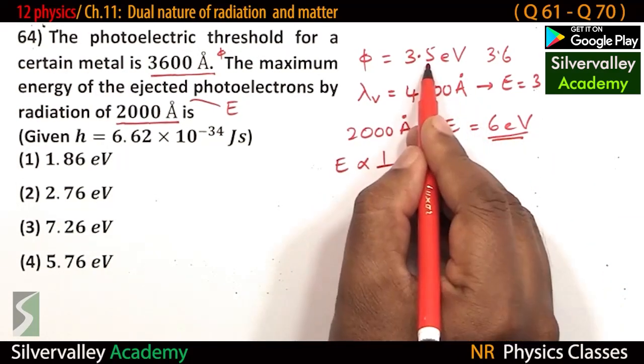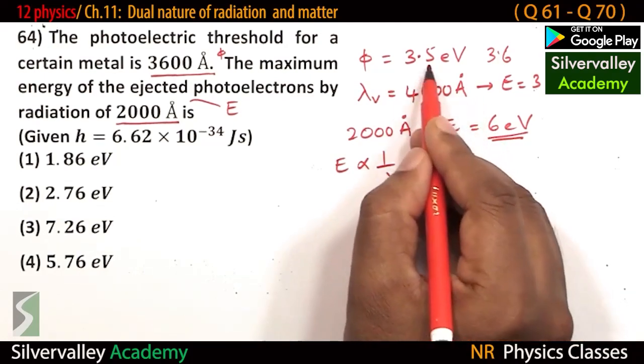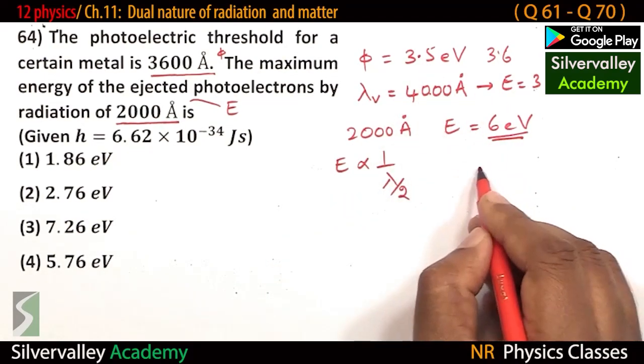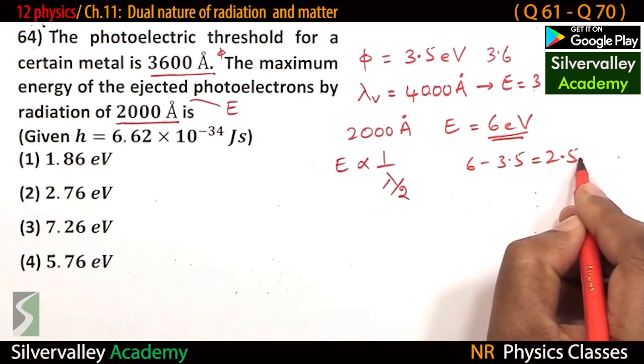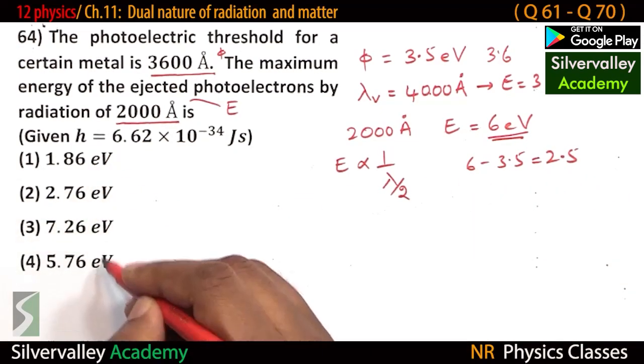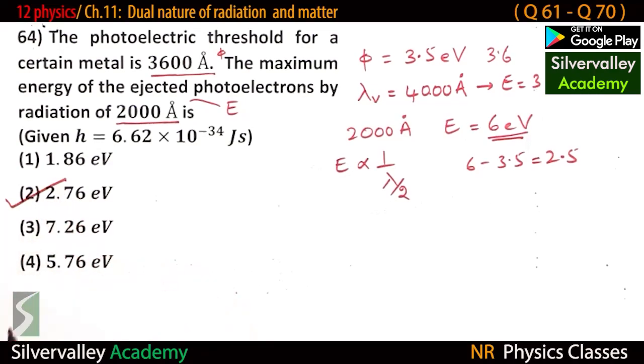What's the difference of these two? 6 minus 3.5 is 2.5. So close to 2.5, there is this option. So this is how you can guess.